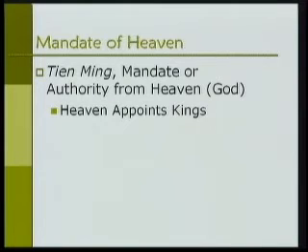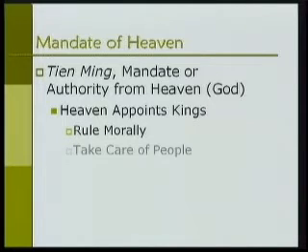Now, that heaven or God appoints kings. That's the theory. He appoints kings. The kings or the dynasty do not come into power on their own. God or heaven appoints them and brings them into power. And the kings would have to rule morally, according to the mandate or authority of God or heaven. They would have to be good, to be moral people.